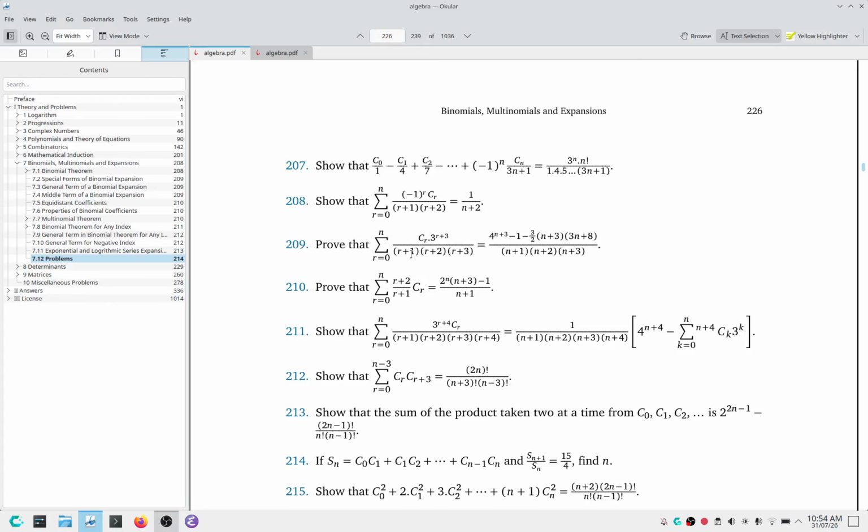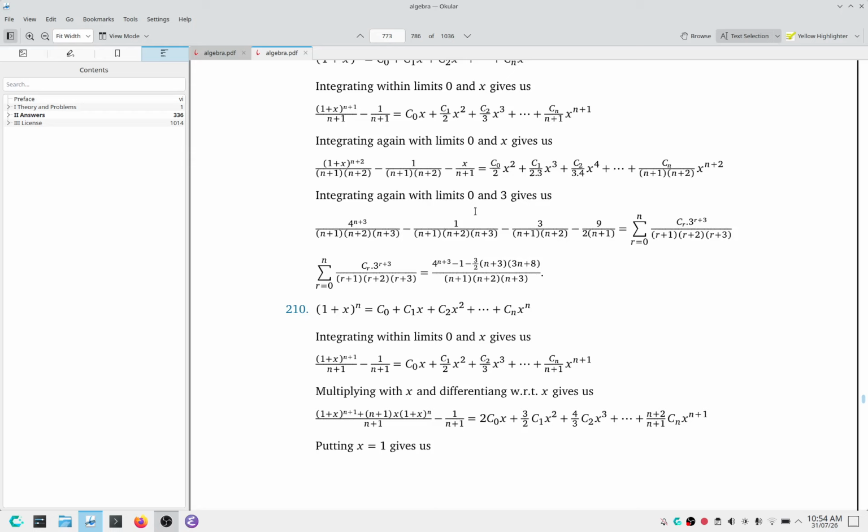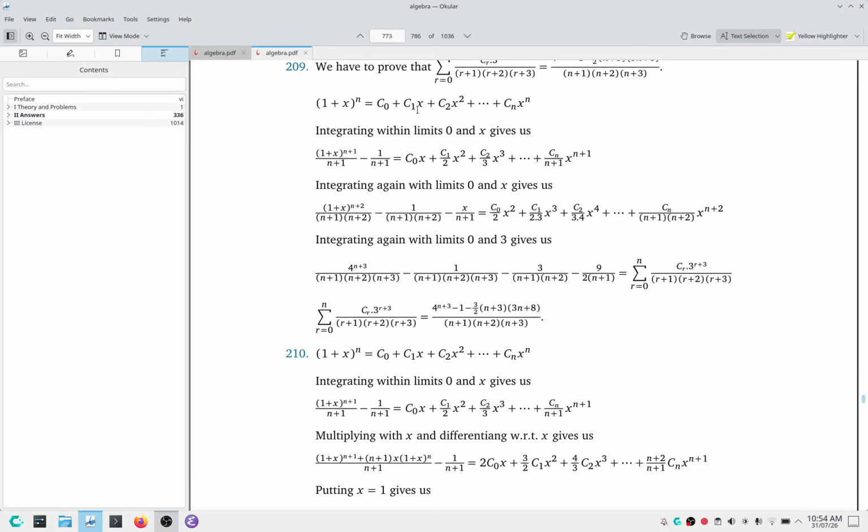So if you focus on the first one, 1 times 2 times 3, you see the first term of this expansion is C0. Okay. So one integration will give you C0 x upon 1. Then second integration will give you C0 x square upon 1 into 2. Then C0 x cube upon 1 times 2 times 3. So you need three integrations.